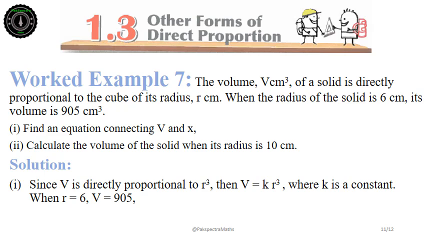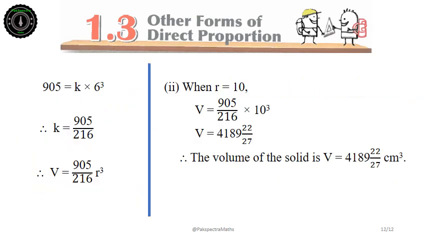So we know that there is a direct proportionality between v and r cube, where r is the radius of the solid. So it means v is equal to kr cube can be written as the equation that relates volume and the radius. Now we use the value of r equal to 6 and v equal to 905. We get the value of constant k, which is 905 over 216. So our equation will become v is equal to 905 divided by 216 r cube. So if we want to find the volume for a given radius equal to 10, then we can easily plug in the value of r, take the cube and then multiply with the constant 905 divided by 216. We'll get the volume in centimeter cube.